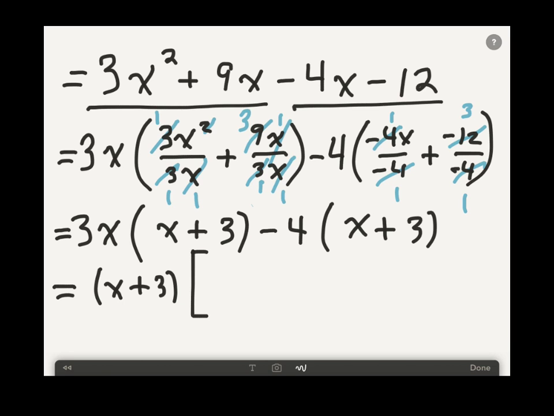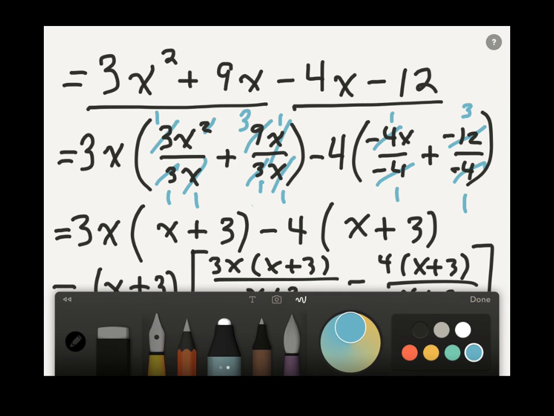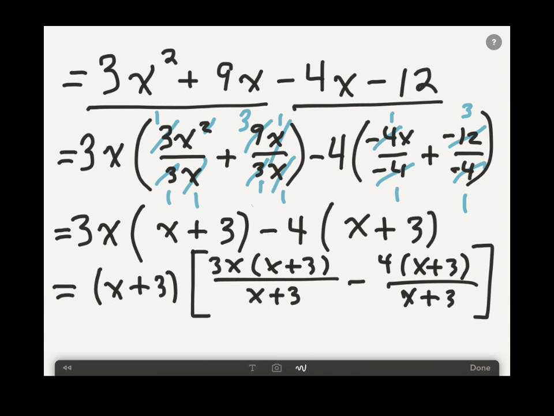And I compensate by dividing what is inside by the thing that I brought up front. So I have a 3x times x plus 3 that is being divided by x plus 3. And I have a 4 times x plus 3 that is being divided by x plus 3. And so we want to go through and cancel what we can. So this x plus 3 cancels with that x plus 3. This x plus 3 cancels with this x plus 3.